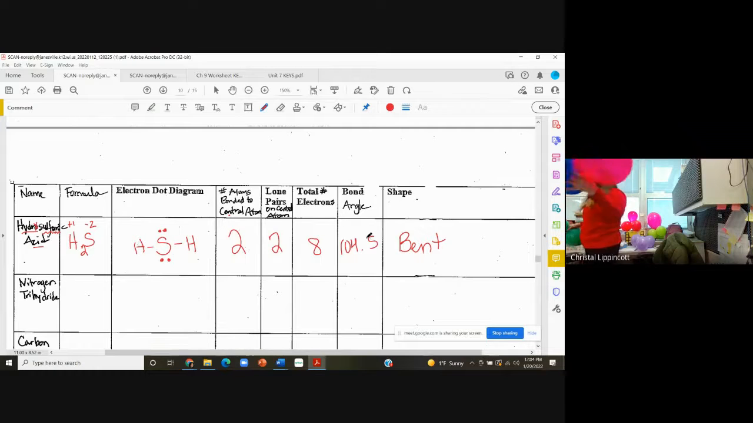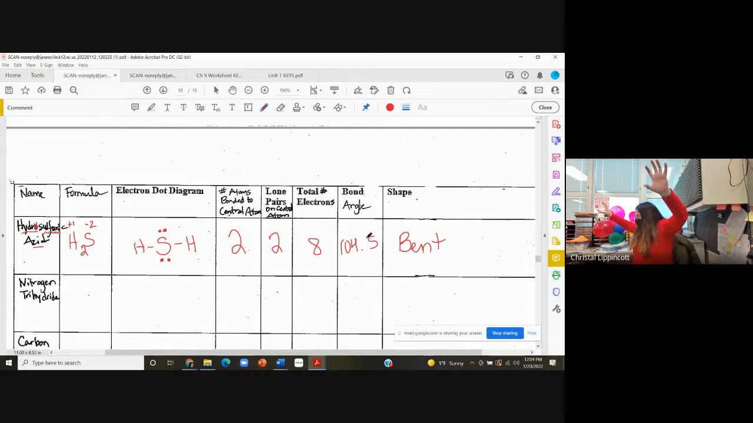Okay, and your lone pairs actually have a greater influence than the atoms that are attached because they are directly on that central atom. They're not a different atom. They're not a different element. They're sticking right on there, so they're going to have a bigger influence on it and push it down a little more.